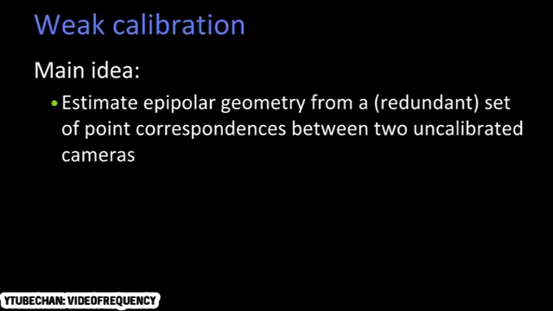We correct for that. So the main idea is that we're going to estimate the epipolar geometry from a set of corresponding points between uncalibrated camera images. And we'll probably use a large set, so it's going to be somewhat redundant in order to make this thing more robust with respect to noise.